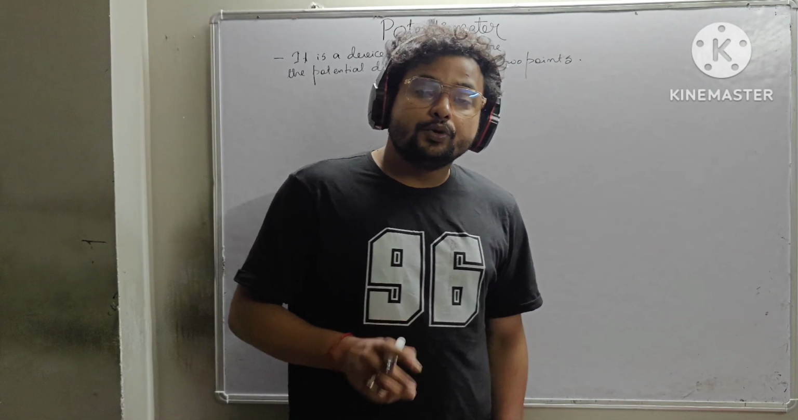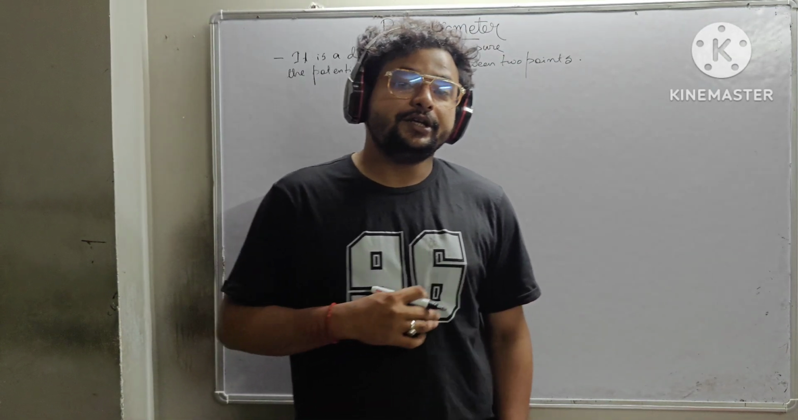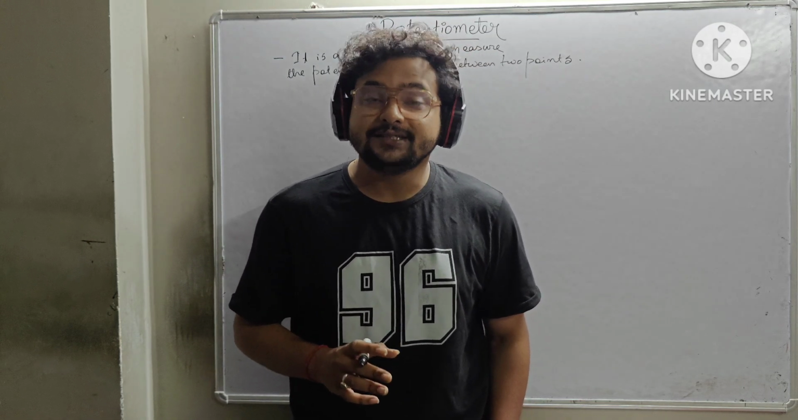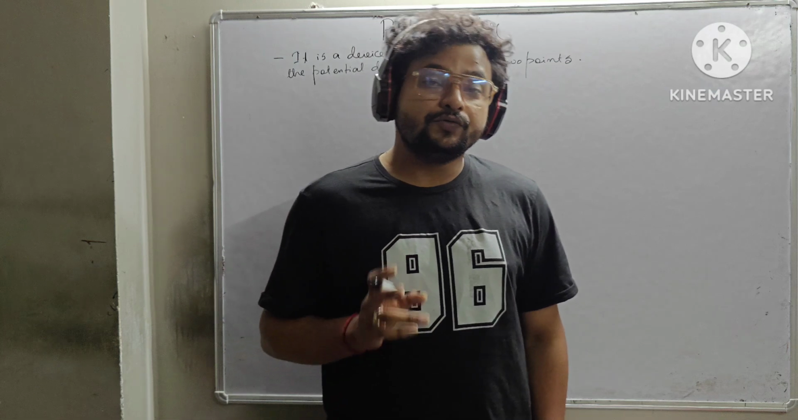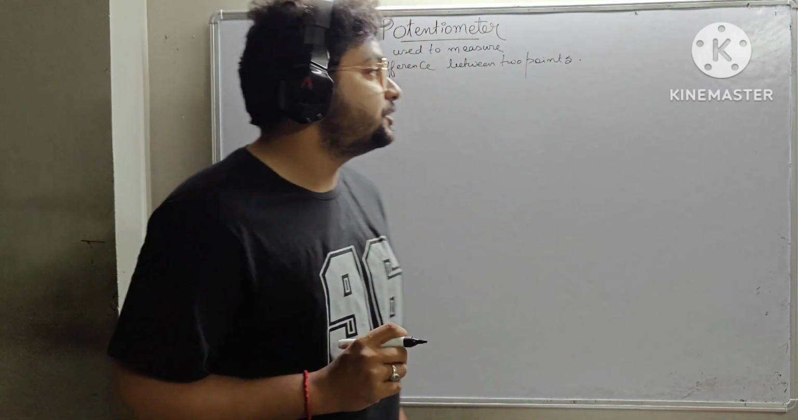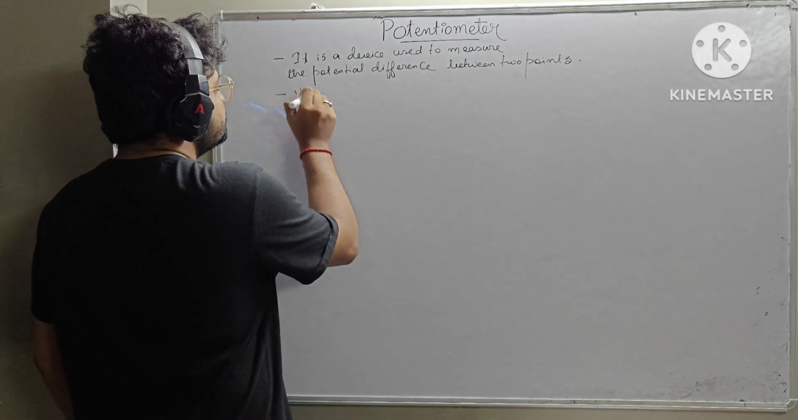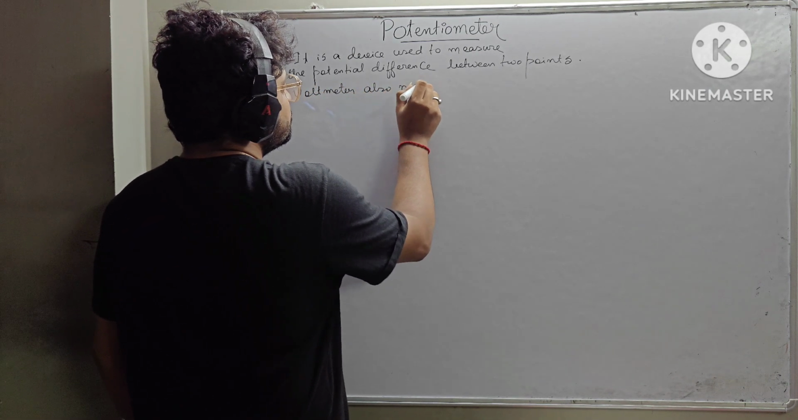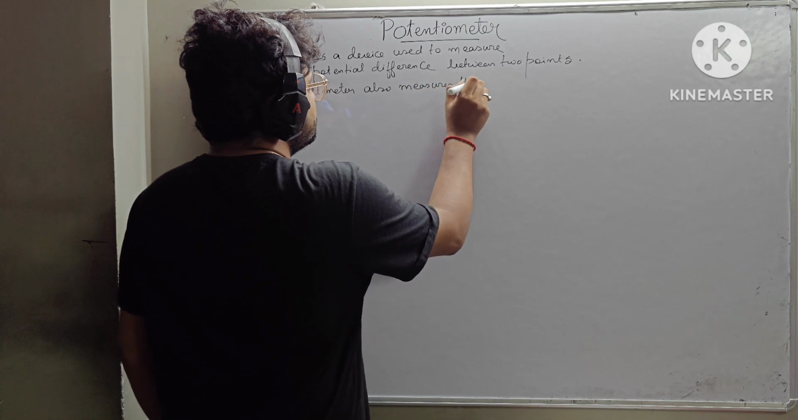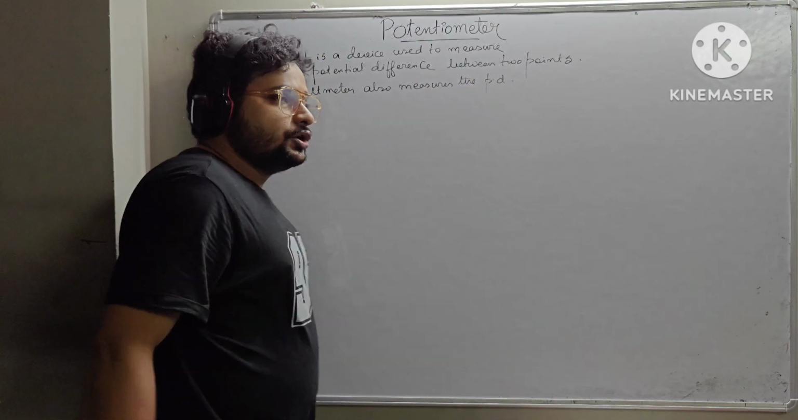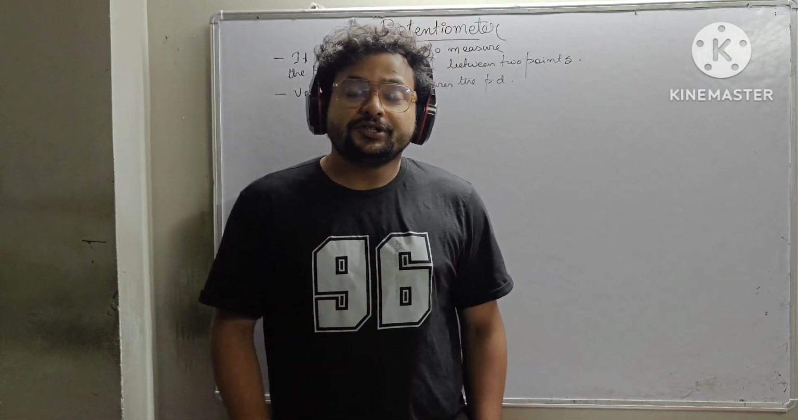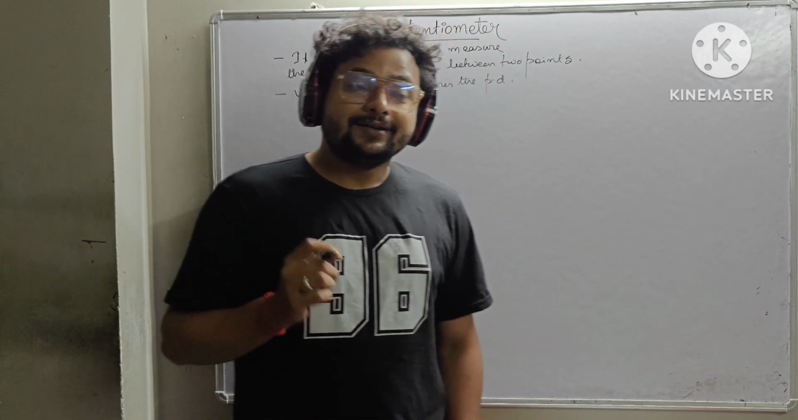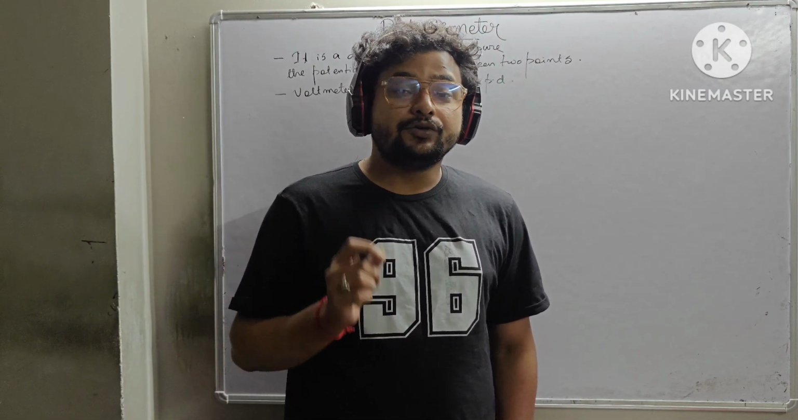Now, to measure the potential difference between two points in an electric circuit, I hope all of you have heard the name of one more electric device that is known as a voltmeter. Now, what is the difference between a voltmeter and a potentiometer? You see, a voltmeter also measures the potential difference. Now, if a voltmeter also measures the potential difference between any two points, then what is the utility of this potentiometer? Now see, a potentiometer is much more accurate than a voltmeter.